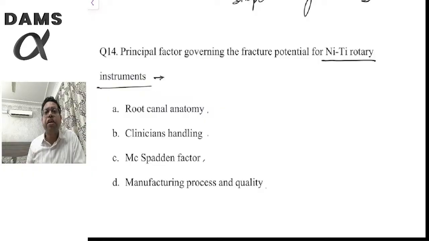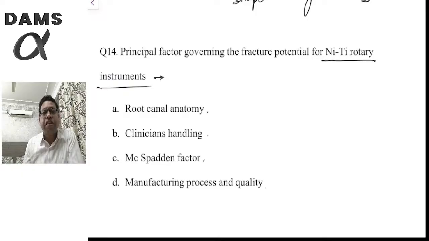We know that nickel titanium instruments have a greater possibility of separation or fracture during usage as compared to stainless steel instruments. And another thing is that these nickel titanium instruments rarely show any signs of clinical failure. There is no distortion. The instrument would look intact. We are using it, suddenly it fractures without any sign and the instrument is separated.